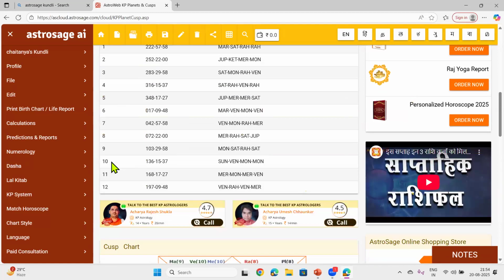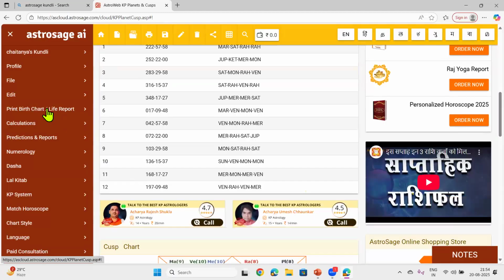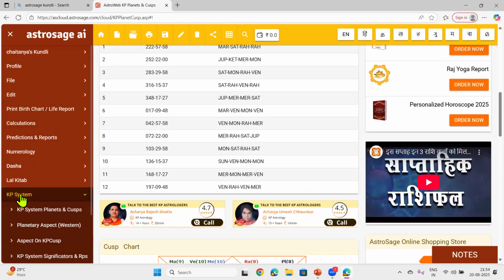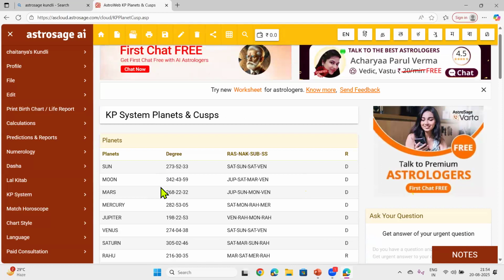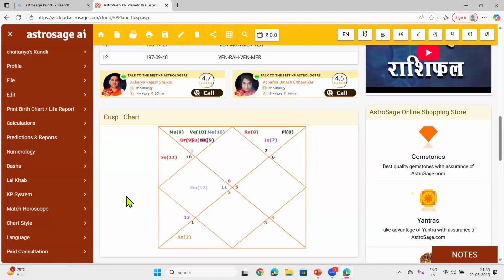6th house is for job. So now the sublord is moon, and moon's connection has to be found out with the 10th house and the 11th house. So let's see the chart first. In the KP system, if you are going to see the chart, the planets are right there. Okay. So this is the chart.